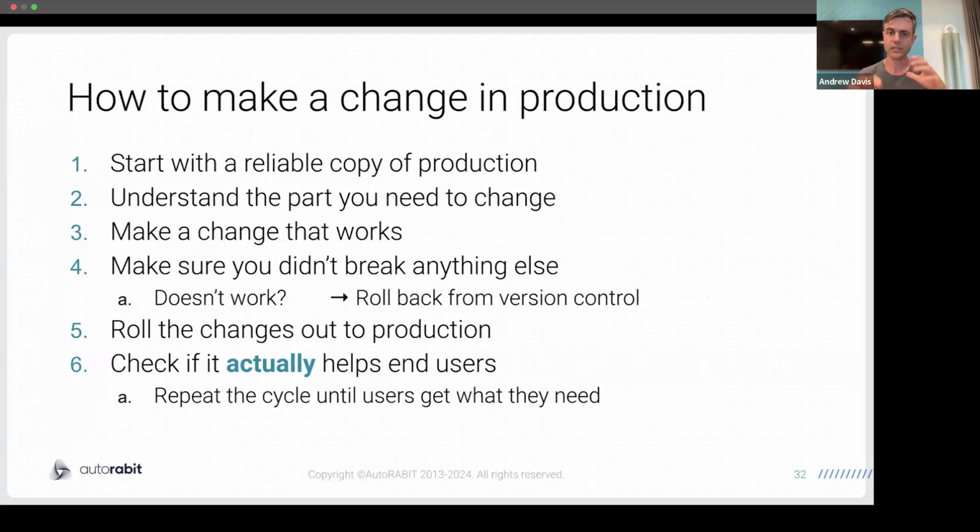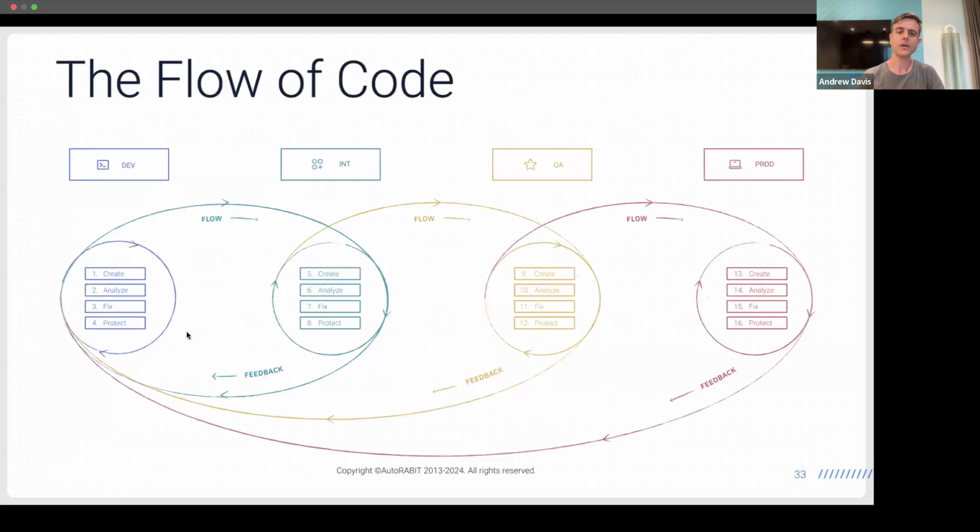If you boil it down into abstract components, one way that we like to depict this here at AutoRABIT is with what we call the flow of code diagram, which is if you imagine development here and you've got an integration environment, some kind of QA or UAT environment, some kind of production environment, that there are these cyclical processes in operation. There's a process of developers moving cyclically through understanding the user story, understanding the application they're trying to build, seeing how it works today, comparing that with what they wanted to do, running tests and so forth. So there's a cyclical process even within an individual developer's workflow.